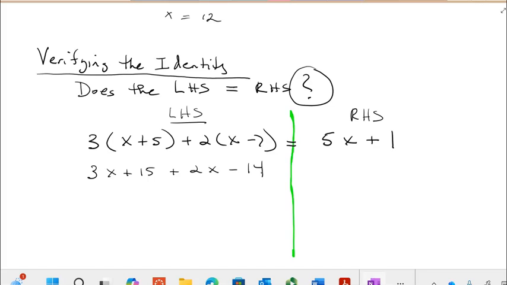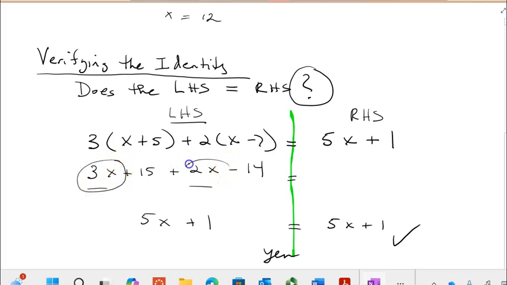Now I can continue to apply different things like bring like terms together. 3x and 2x, well that's a 5x. And 15 minus 14 is positive 1. So you keep bringing this equal sign down until you say, hey, yes. You give it a little check mark. You have verified the identity. But you showed the steps to do that.